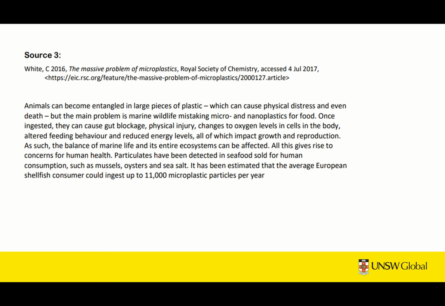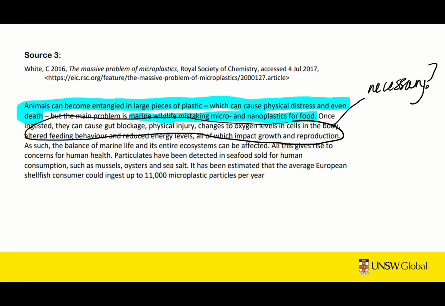All right, source 3. I think source 3 is clearly effects, the negative effects. So animals become entangled in large pieces of plastic, physical distress, even death. And then it says, but the main problem is, and then that's marine wildlife, mistaking micro and nanoplastics for food. And why is that a problem? Well, there's all this information here.